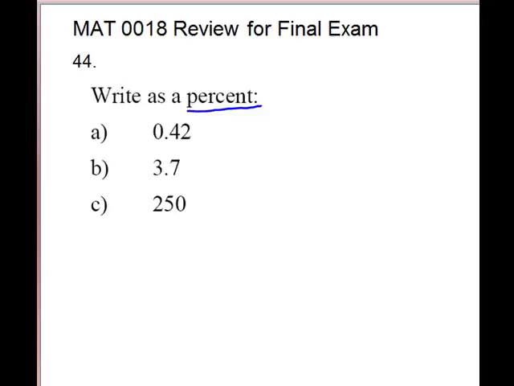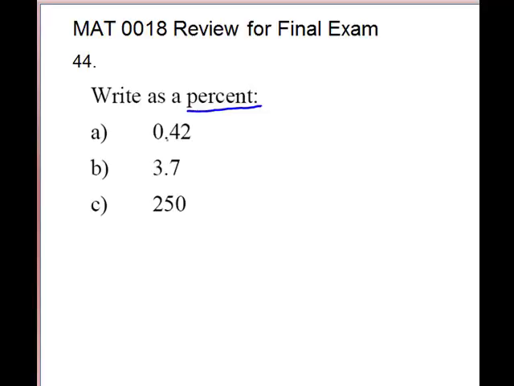Final exam review, problem 44. We're going to change some numbers over to percent form. To get from a decimal to a percent, you would multiply by 100%. All that will do is move the decimal 2 places to the right and add the percent symbol.